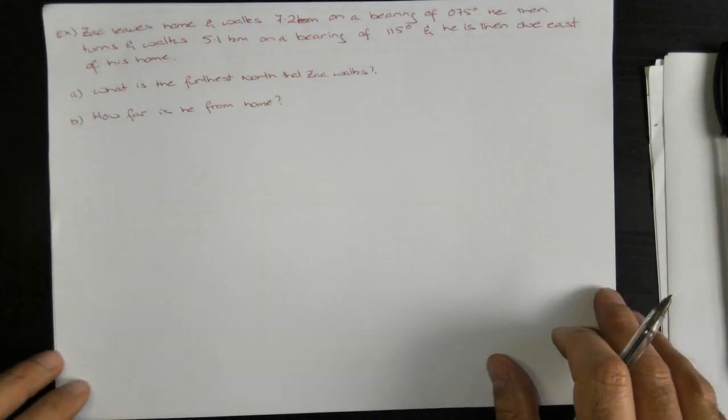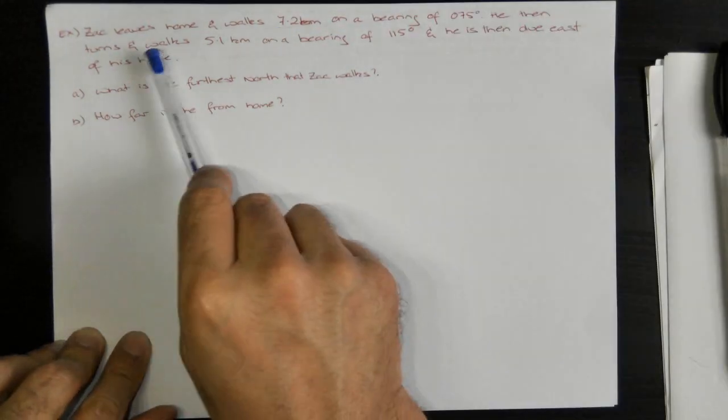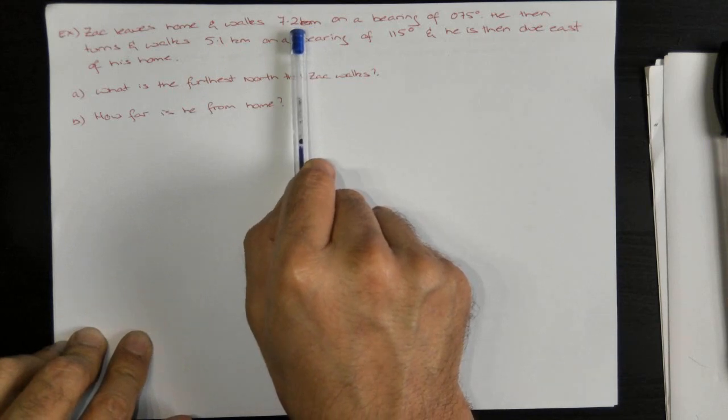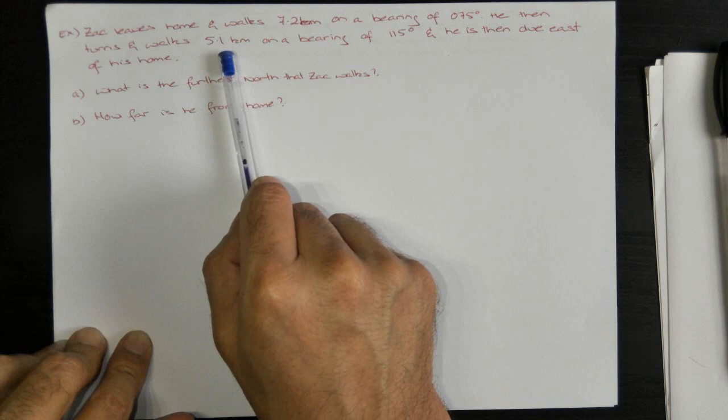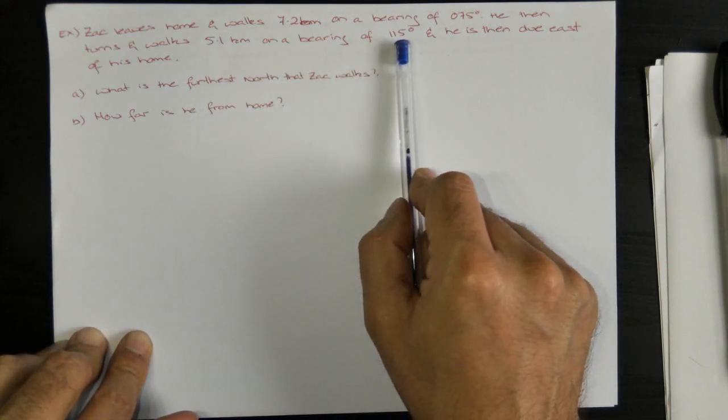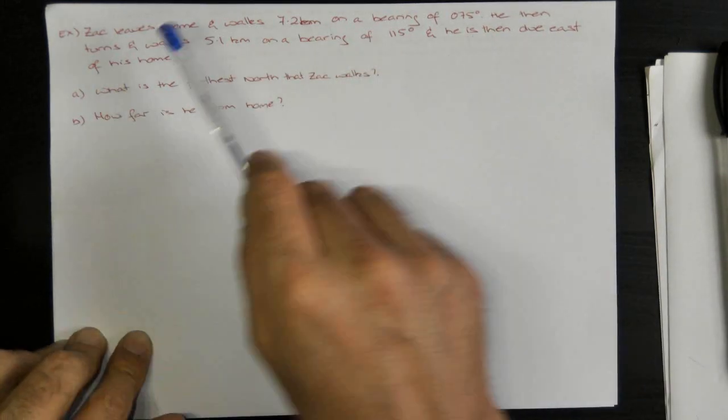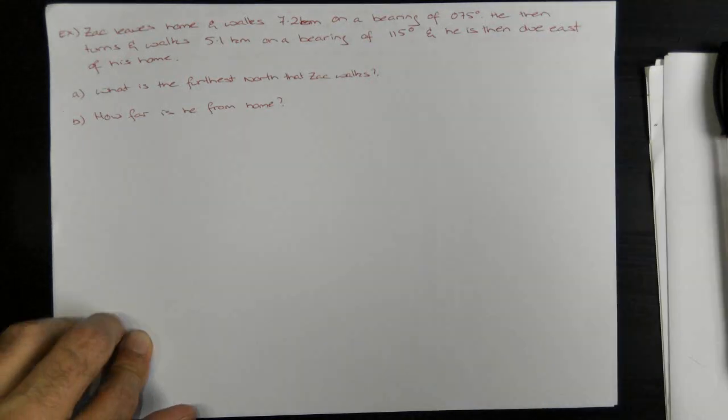Let's do another example. Zach leaves home and walks 7.2 kilometres on a bearing of 075. He then turns and walks 5.1 kilometres on a bearing of 115, and then he is due east of his home. Let's try to draw this.